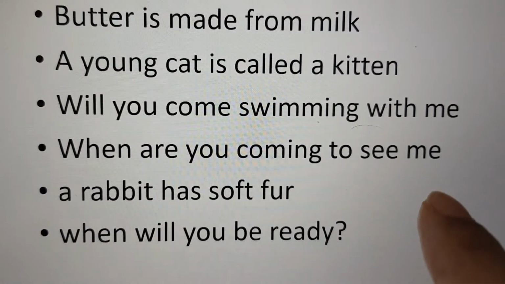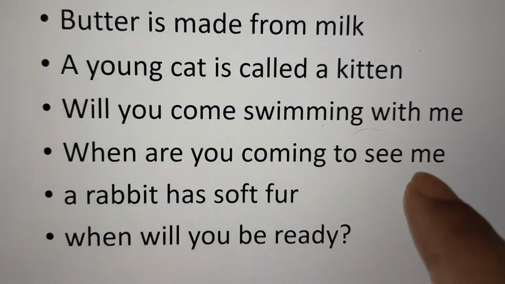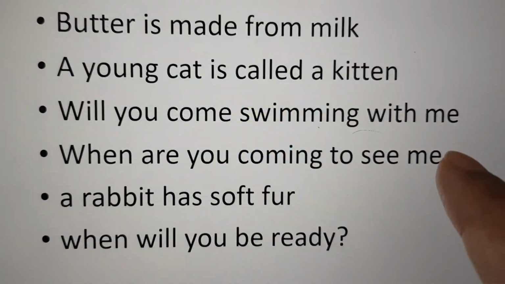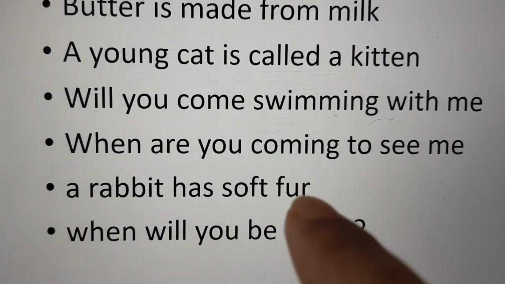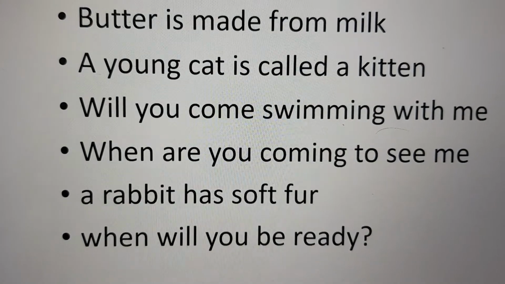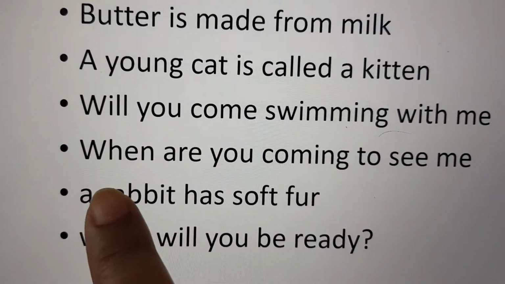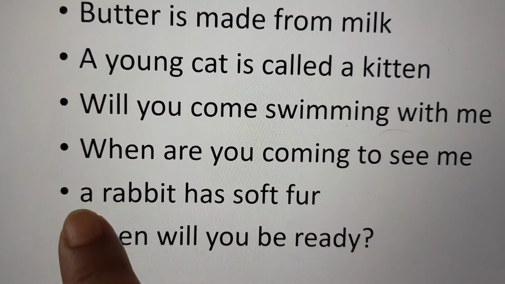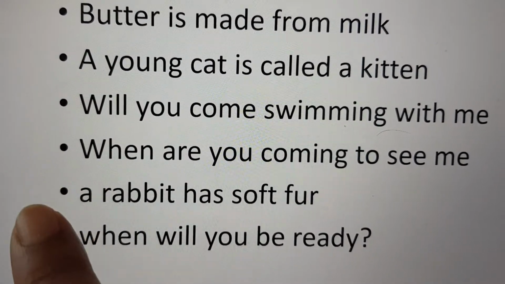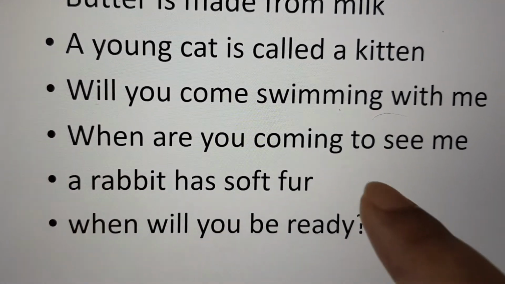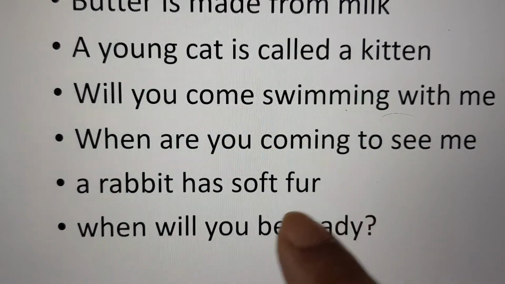When are you coming to see me? This is also a question. You are asking something, so it needs a question mark at the end. A rabbit has soft fur. It has two mistakes. Number one, you need to put A as capital. A sentence always begins with a capital letter. So A needs to be capital, and there needs to be a full stop at the end.